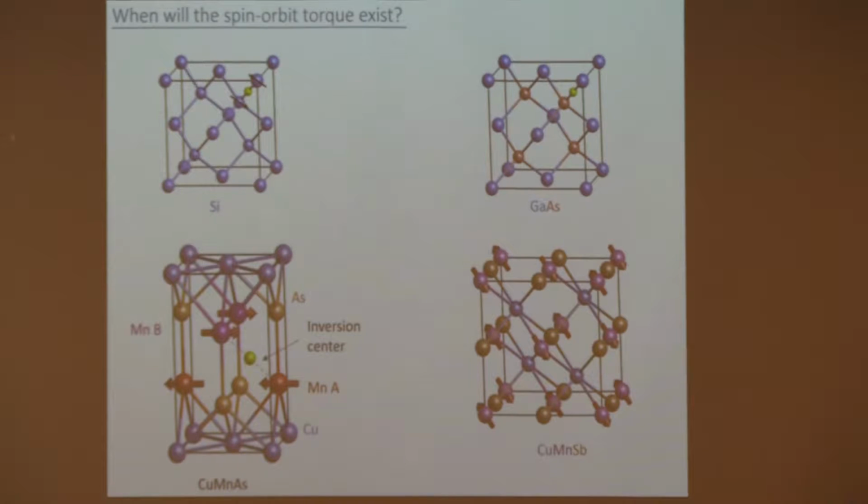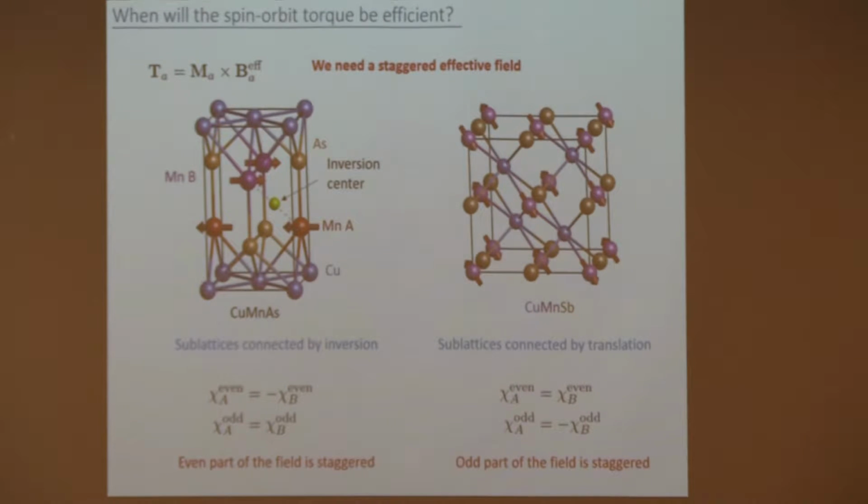And it turns out that for the torque, which is actually the most relevant for the experiments, it's the local inversion symmetry breaking which is the most important. And we can also have antiferromagnets which have globally broken inversion symmetry, and there will also be a torque, because if the inversion symmetry is broken globally, it's also of course broken locally on each lattice.